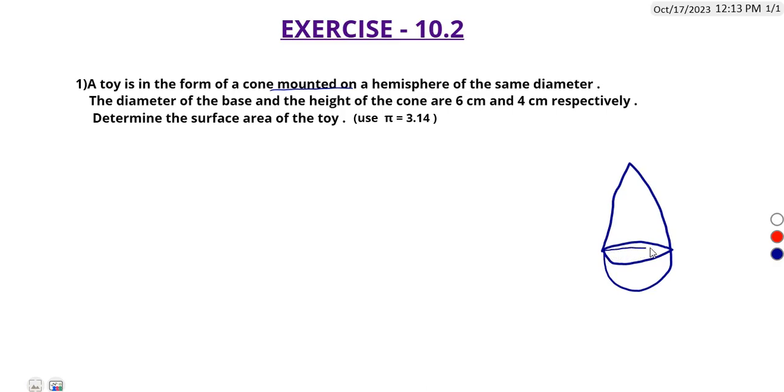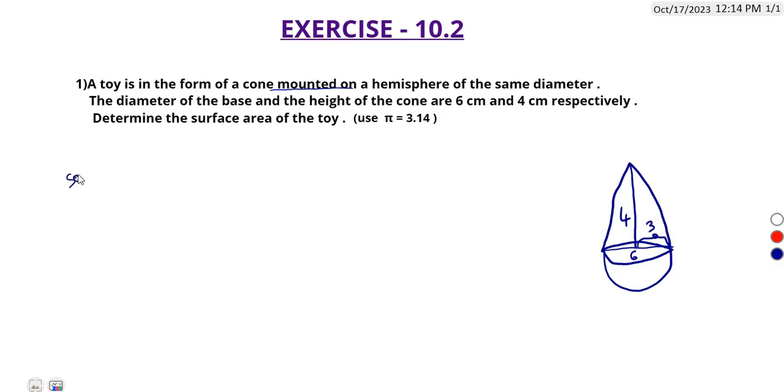Diameter 6, height 4. Height 4, diameter is 6. Diameter 6 means what is the radius? Radius is half of the diameter, so that is 3. Next, determine the surface area of the toy.